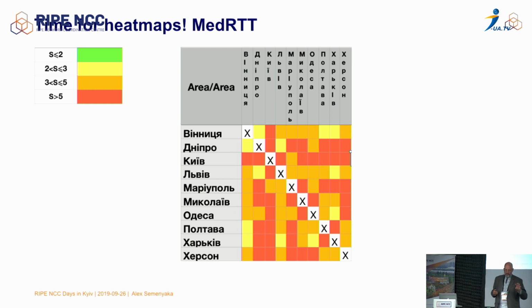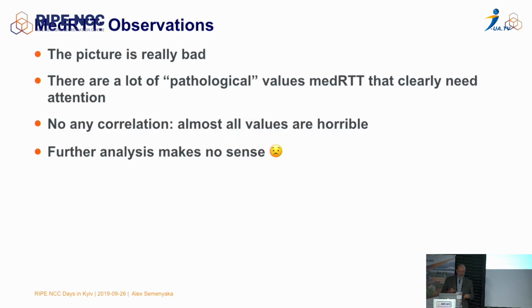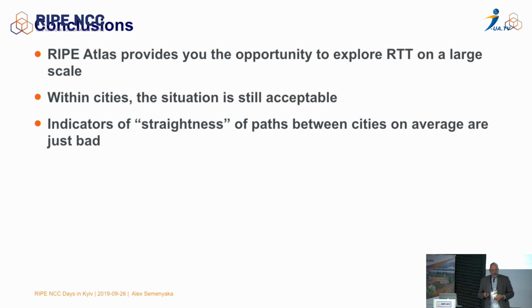I conclude with this. That's the result of my presentation. But look closely. It's not streamlined. It's very low in normality. More pathological median that requires some attention. No correlation because the values are terrible. That's true. And the general conclusion that we have this RIPE Atlas.